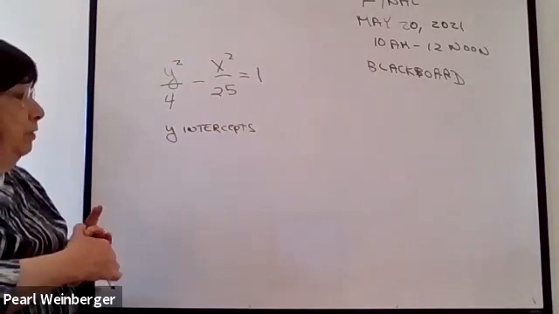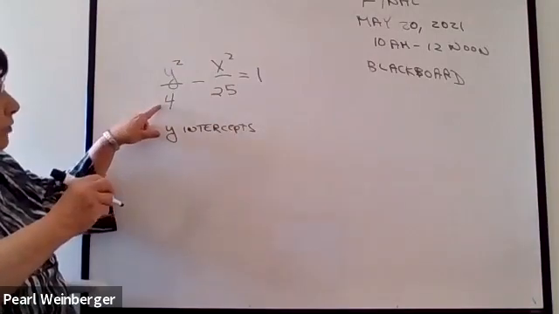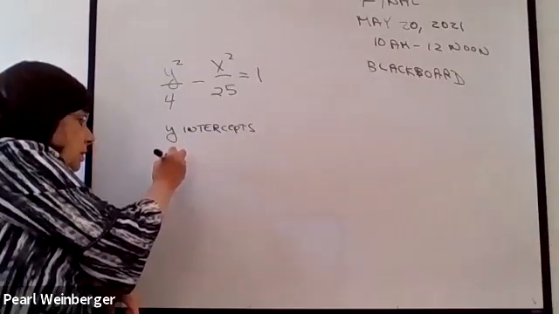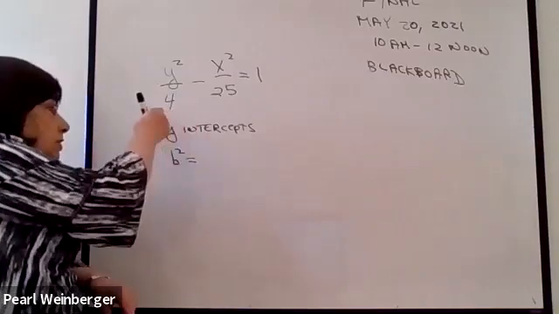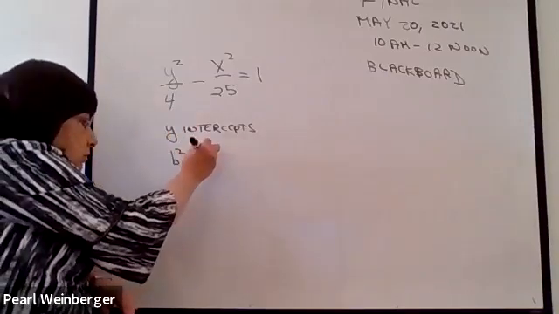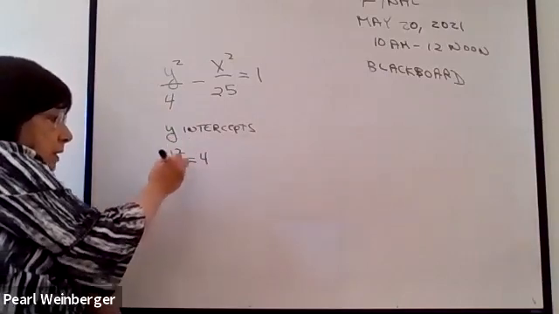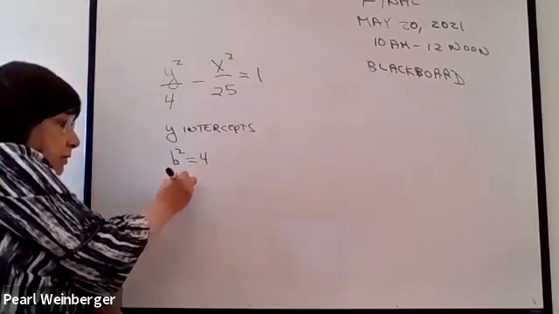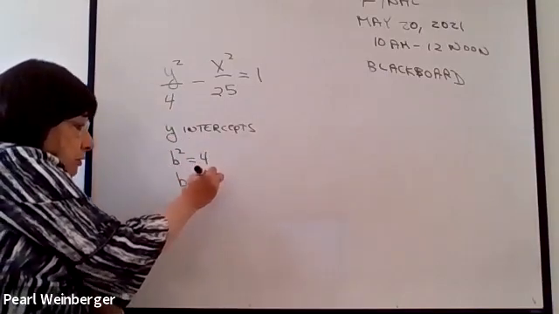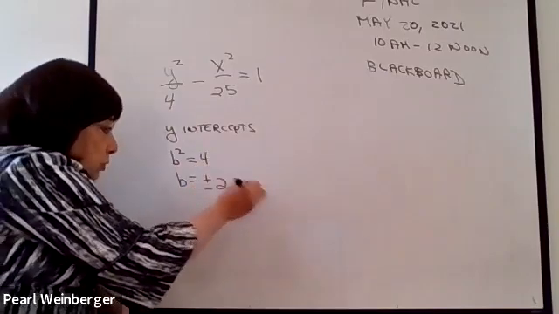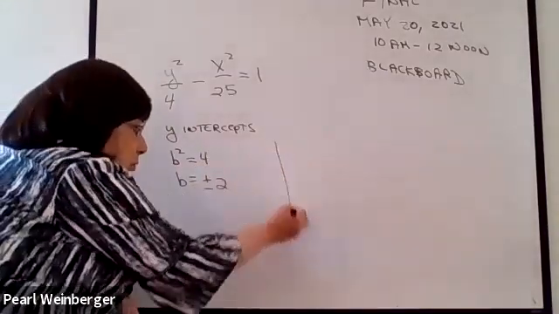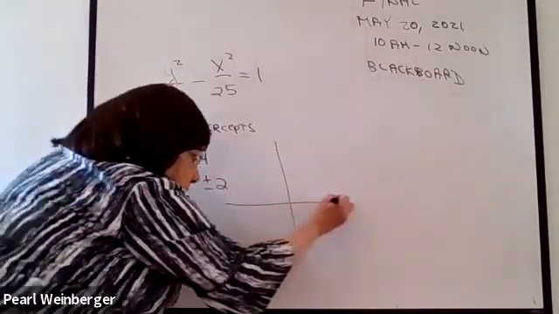The way we find the y-intercepts is we look for the b squared. The b squared is the number that's underneath the y squared, which is 4. So if b squared is 4, that means b has to be either plus or minus 2, which means your graph is going to look like this.